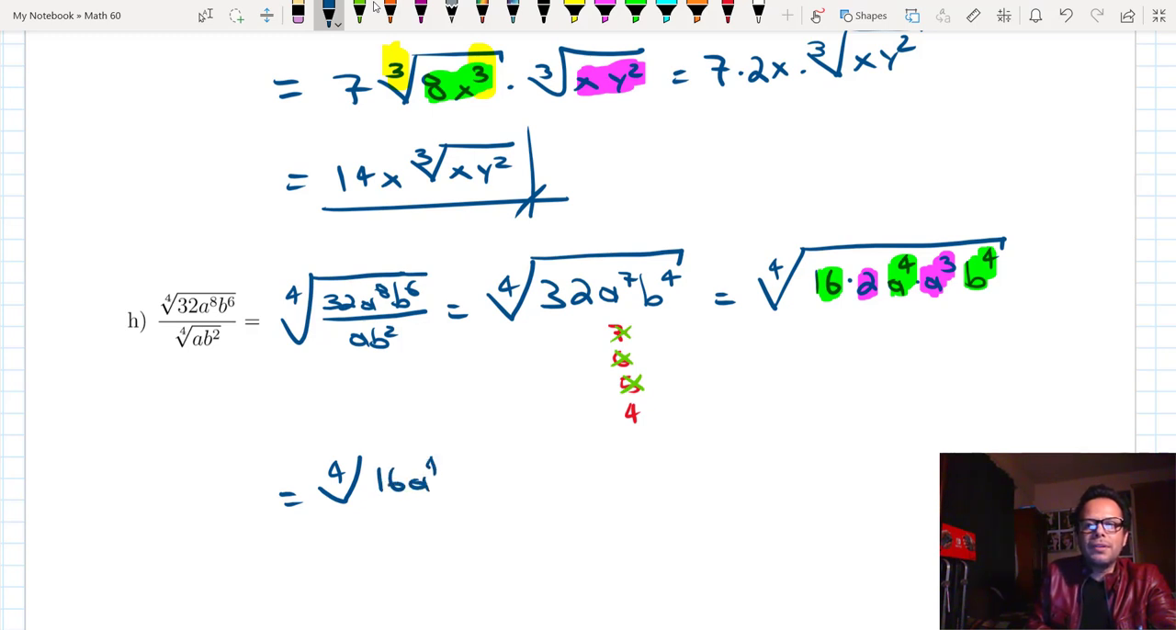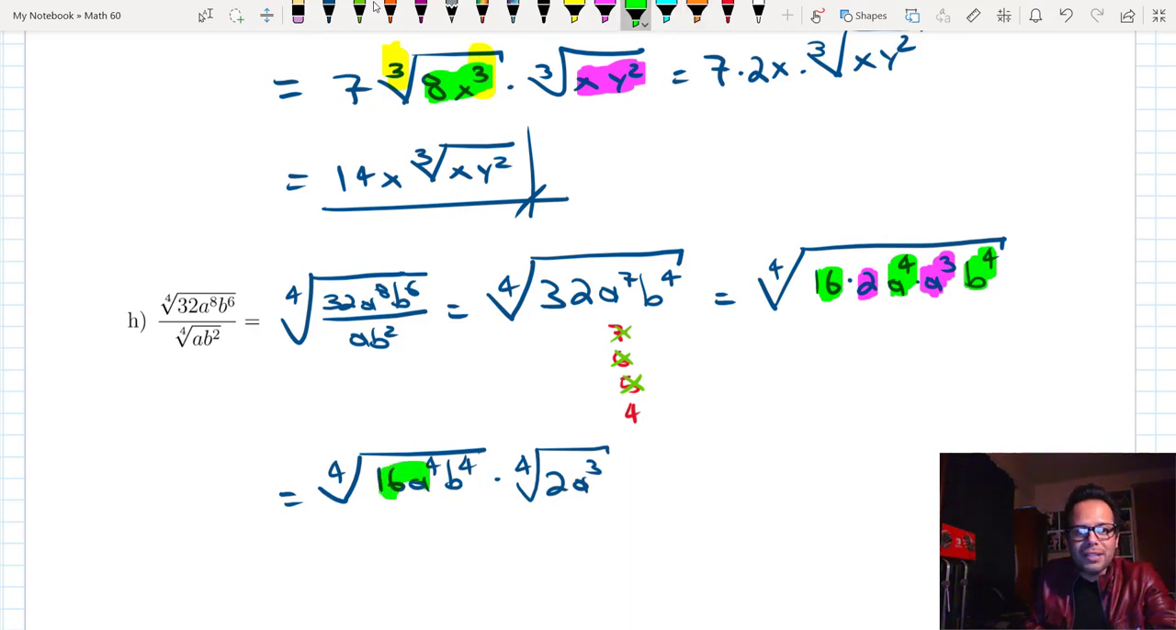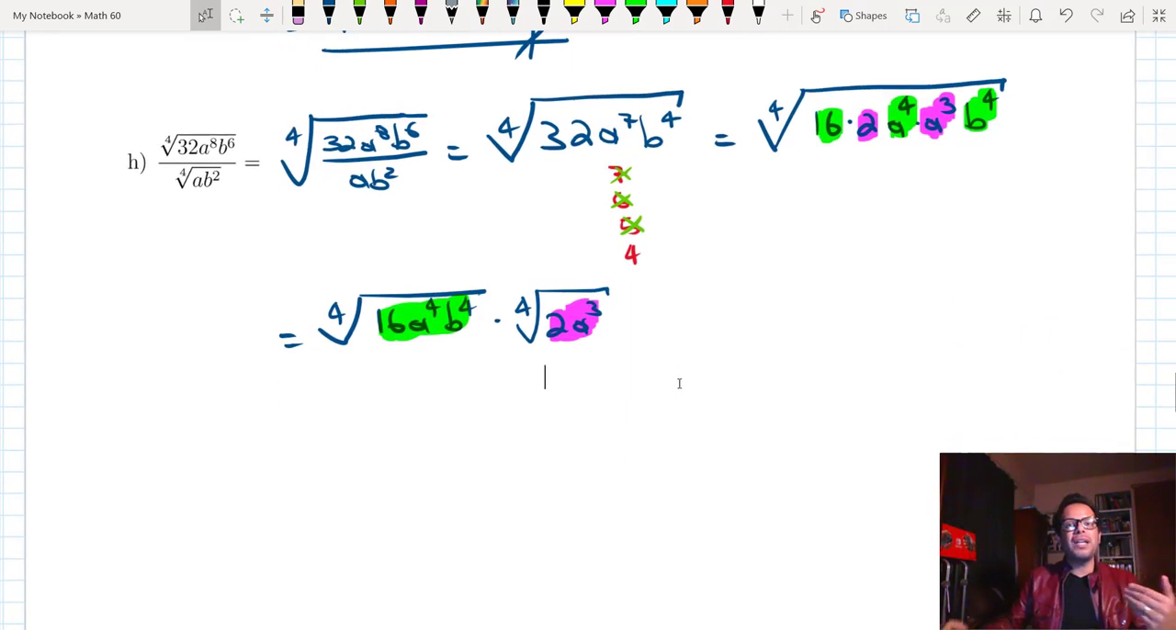16a to the 4th, b to the 4th, and another radical to a cubed. Okay, so let's highlight with green all the perfect fourths, and let's highlight with purple the non-perfect fourth. Again, just so you can keep track of the ones that we can simplify and the ones that we cannot simplify any further.